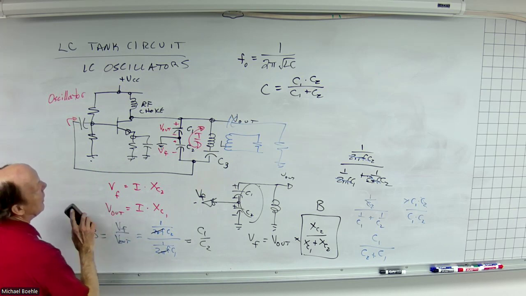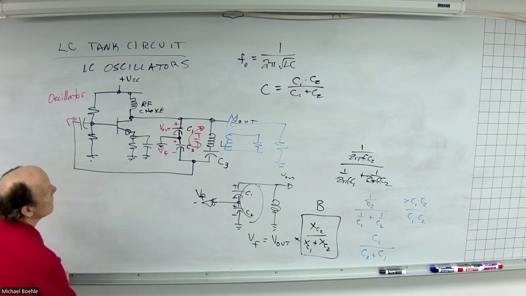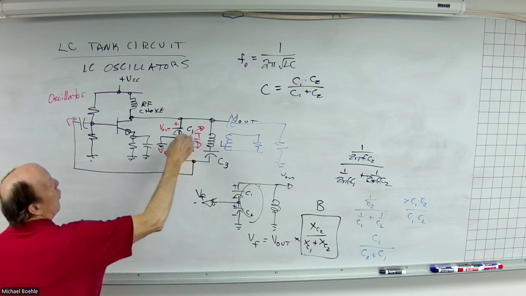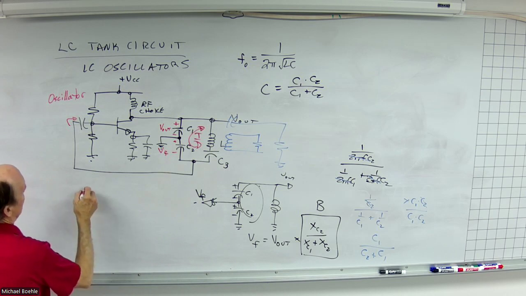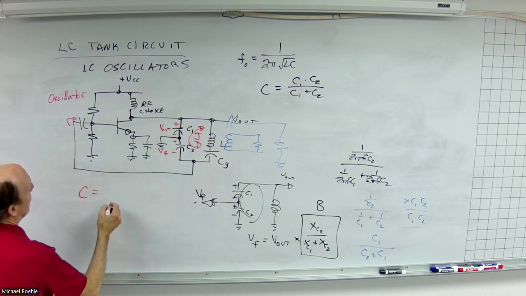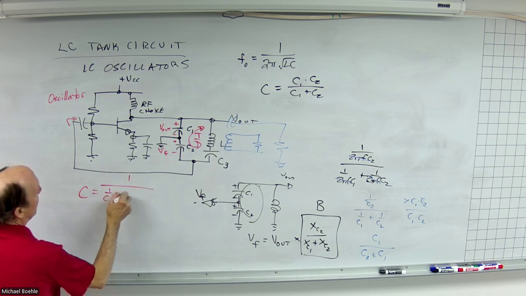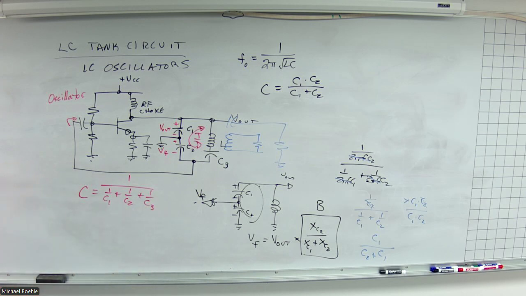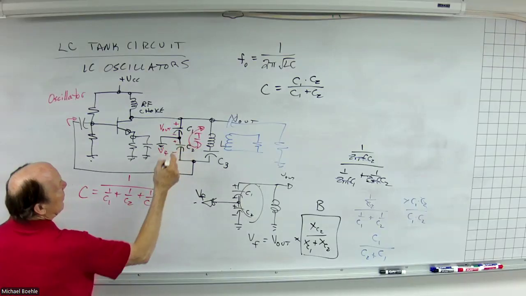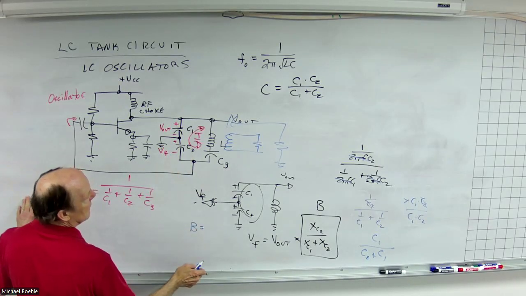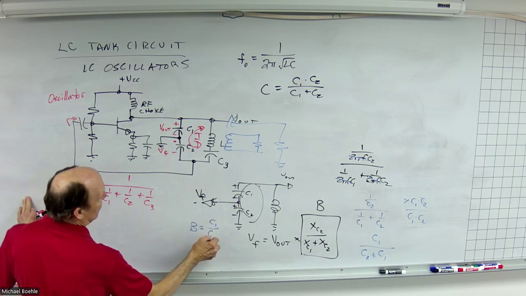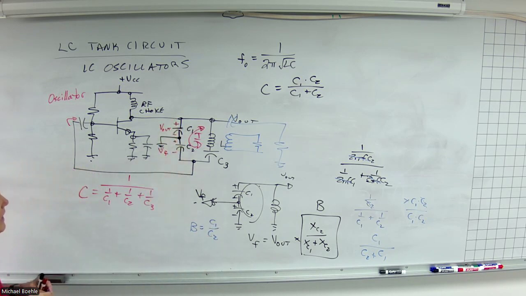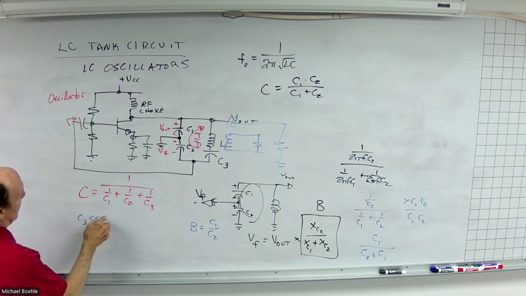Now, by adding in C3, note that the circulating current means that the total capacitance technically will be the inverse of 1 over C1 plus 1 over C2 plus 1 over C3. C1 and C2 still provide that feedback fraction. So we end up with C1 over C2 still, because that's where the voltage is being divided. But here's the key. We make C3 much smaller than C1 and C2.